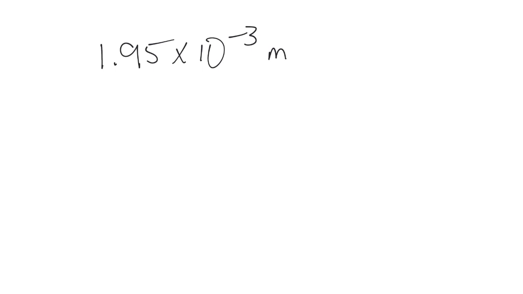Now, the good thing about scientific notation, it takes out all of the insignificant digits. So your number here will always have the proper number of sig figs. Like this one has 3. Okay, so 1.95 times 10 to the negative third has 3 significant digits, significant figures.